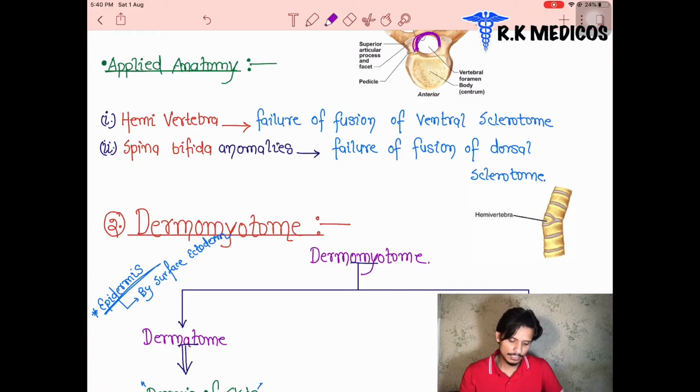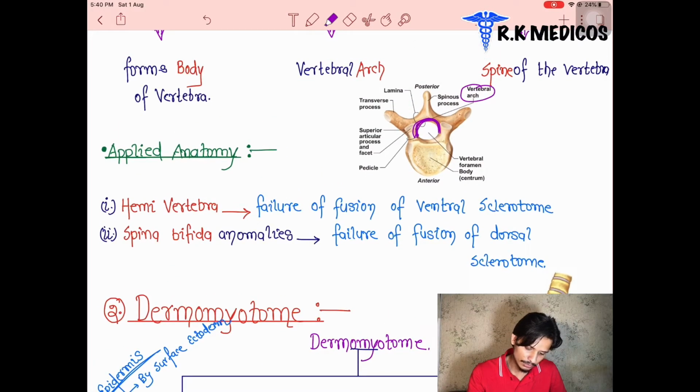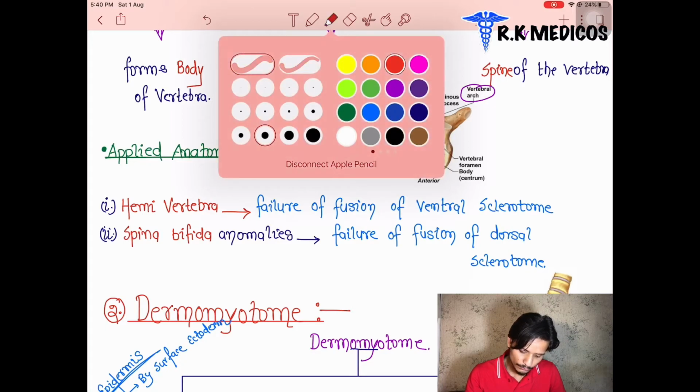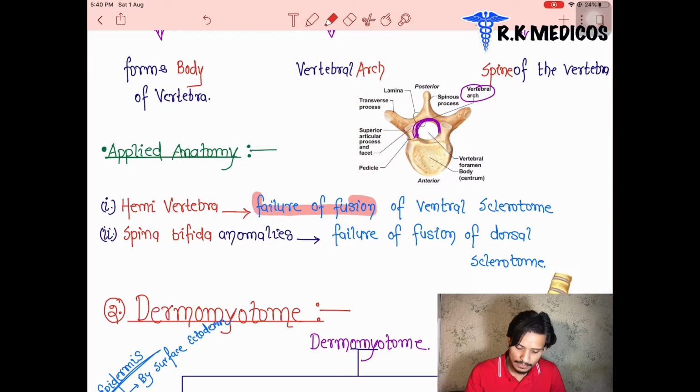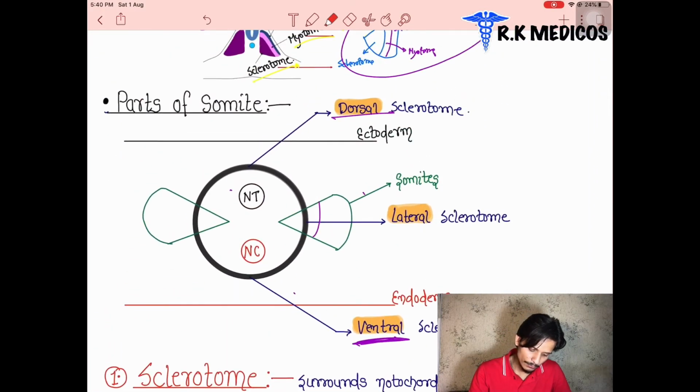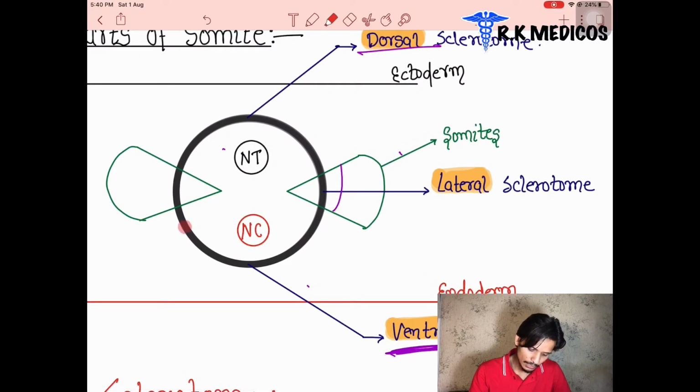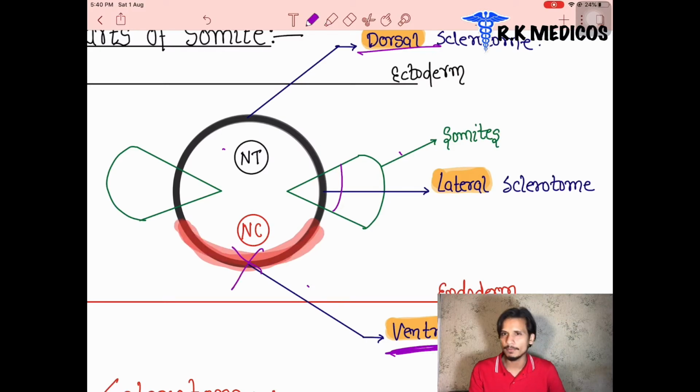what type of deformities. There is a failure of fusion. You can see here the failure of fusion of ventral sclerotome. Then what happened? You can see here in this picture. This is the ventral sclerotome. If this sclerotome is not going to fuse, what happened? The ventral sclerotome is forming the body of the vertebra. It means they are not going to fuse. It means the body will be formed only half.